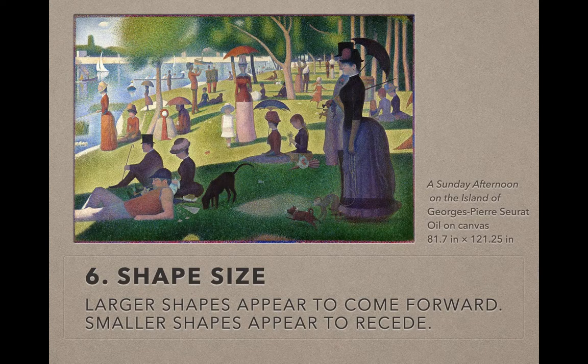Shape size. The woman in the purple dress on the right here, who's walking her pet monkey, is about twice as tall as the woman in the red dress with the red umbrella and the little girl. This is one thing that makes that woman in the purple dress seem closer to us.